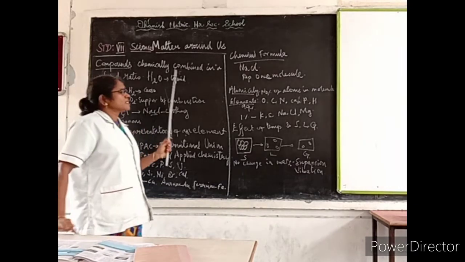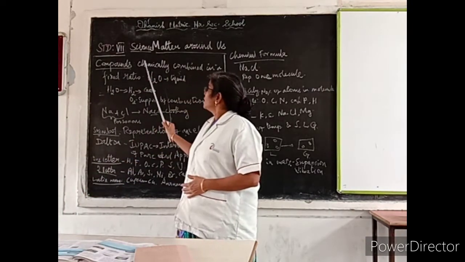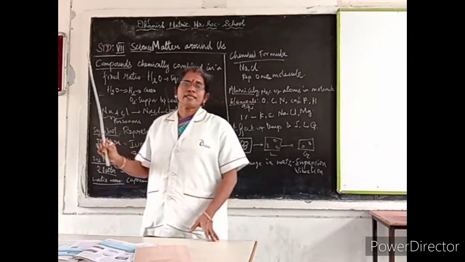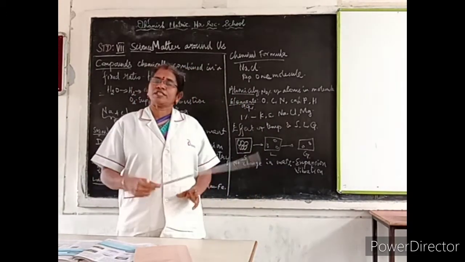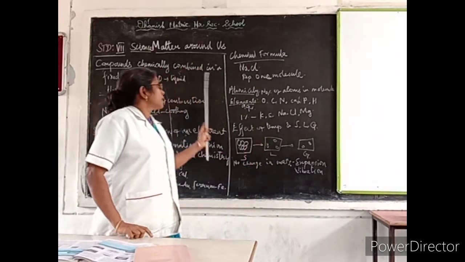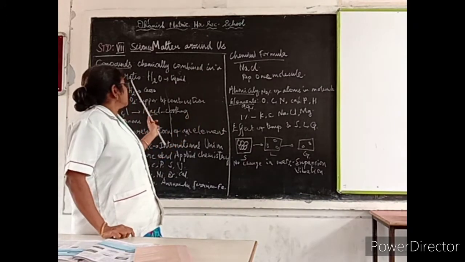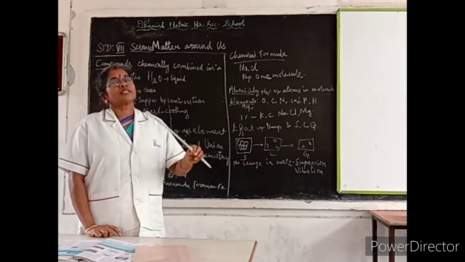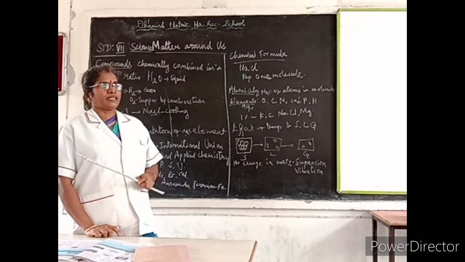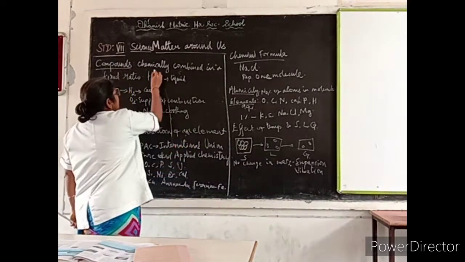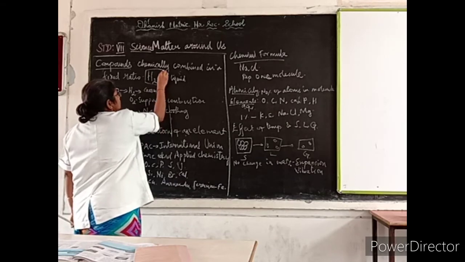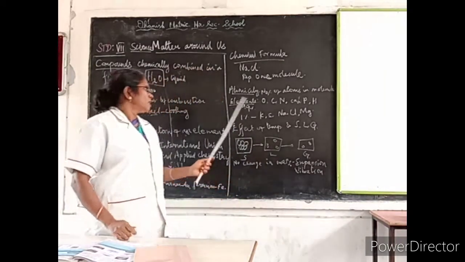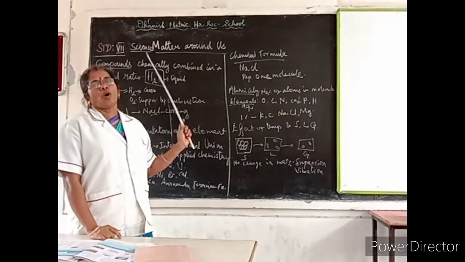So what does compound mean? Atoms of the same element or different elements chemically combined in a fixed ratio. When I explain with an example, you can understand easily. Let us take one compound which you know, without which we can't live. The best example is water.